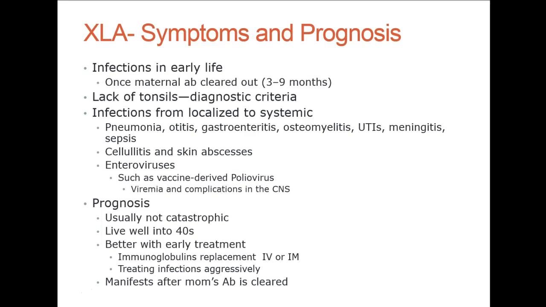Pneumonia, a lot of ear infections, otitis. Gastroenteritis, osteomyelitis, the bones again, a lot of bladder infections, meningitis maybe. We see cellulitis and skin abscesses, even enteroviruses like poliovirus and things like that as well. And this one's usually not catastrophic and you can live into your 40s, but we do try to treat this with the IVIG again. They treat infections very aggressively. Again, they find this after the mom's antibodies are cleared out.